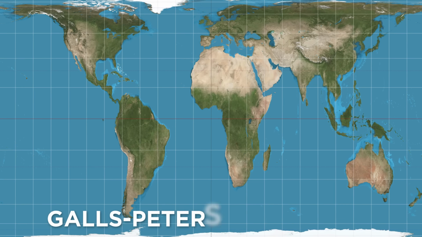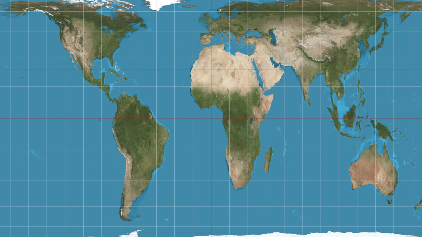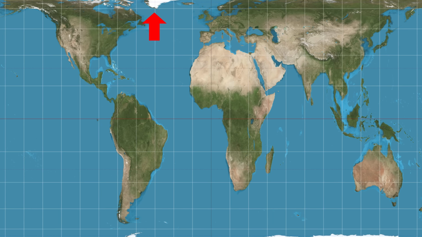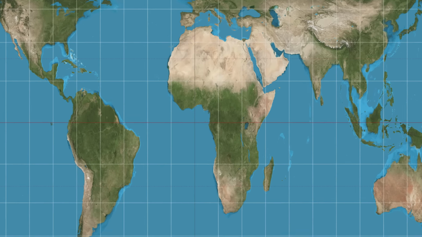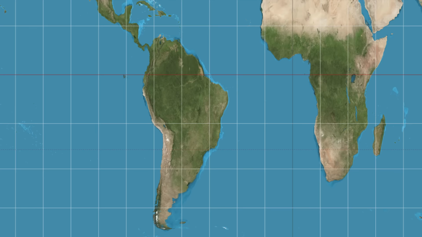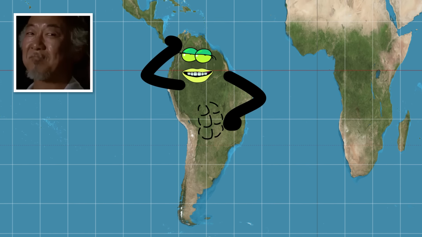This is the Gauss-Peters projection, and it can be a little jarring at first. It focuses on presenting the area of different landmasses accurately. Greenland is appropriately tiny, as you can see. However, it can only accomplish this by stretching and distorting their shapes. Look at how slim South America is. Looks like someone's been dieting.